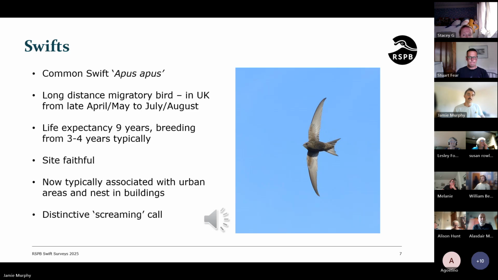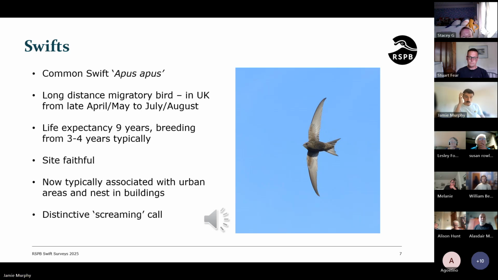They're site faithful birds. What this means is they look to return to the same nesting sites year on year once they've started breeding successfully. And this is really important in their conservation, which I'll be getting onto. Also, young swifts tend to try to return near the area where they're from. Not all of them, but the majority will look to return to where they grew up. So again, vital for their conservation.